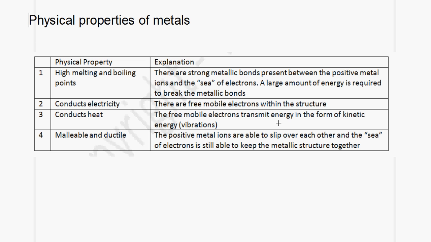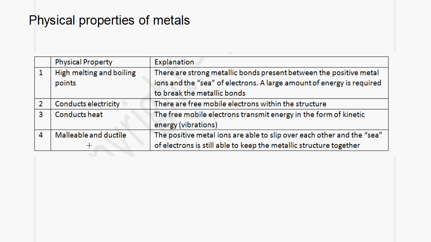The free mobile electrons transmit energy in the form of kinetic energy. So if one end of a metal is heated, the electrons gain kinetic energy and they begin to move around the structure. When they collide with the positive metal ions, they give up some of this energy, and what is happening is that the vibrations move throughout the structure. And remember that the temperature of an object is proportional to the kinetic energy of the molecules or the particles that make up the object.